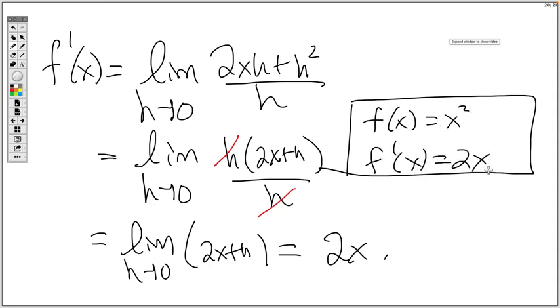So the long and short of it is, for f of x equals x squared, f prime of x is 2x. So x squared tells me how far up the y-axis to go. 2x tells me what the slope's going to be. You follow or not? Okay.